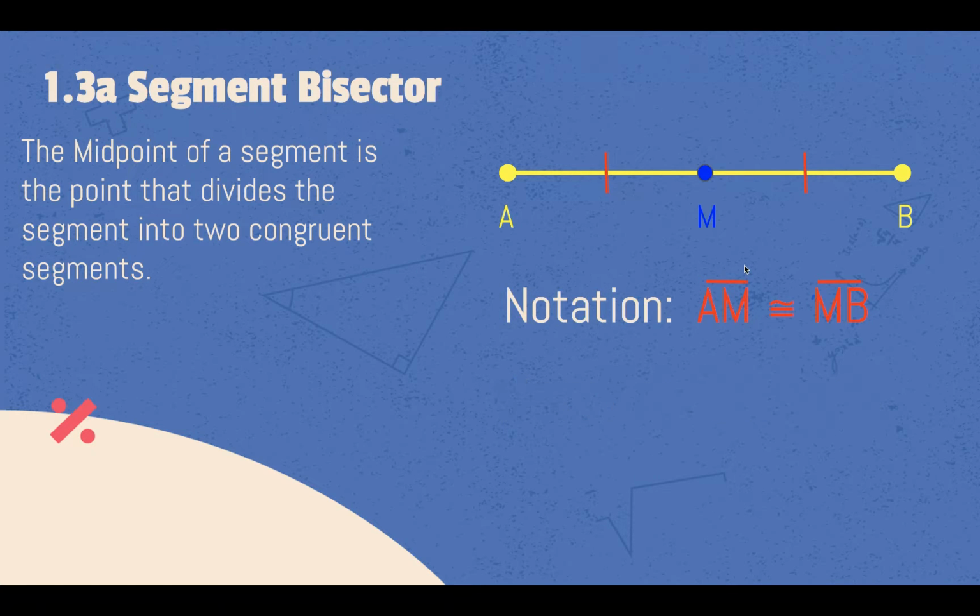So our notation is: segment AM, that's this segment, is congruent to segment MB. This is the sign for congruence. It's like an equal sign with a little tilde, a little squiggly above it. This sign means congruent. We also know that the length from A to M is equal to the length from M to B. Now, why did we use an equal sign here and a congruent sign there? What do you guys think?